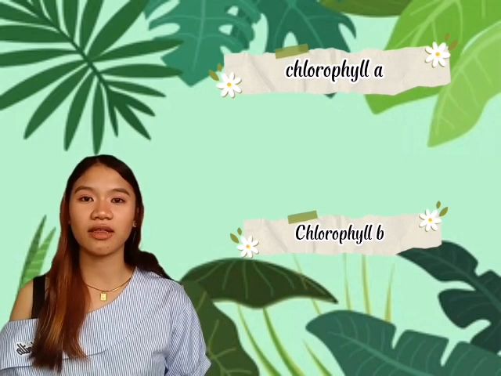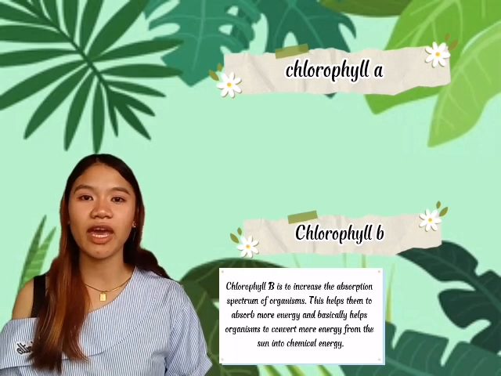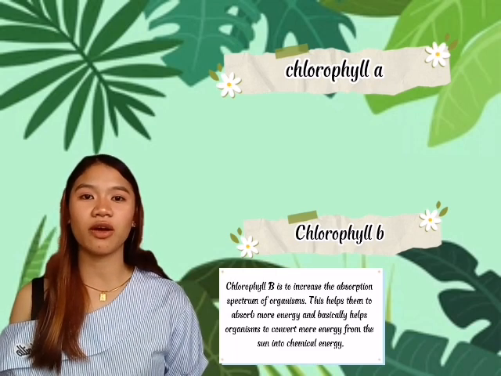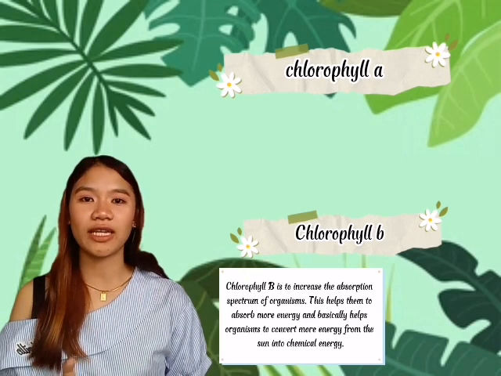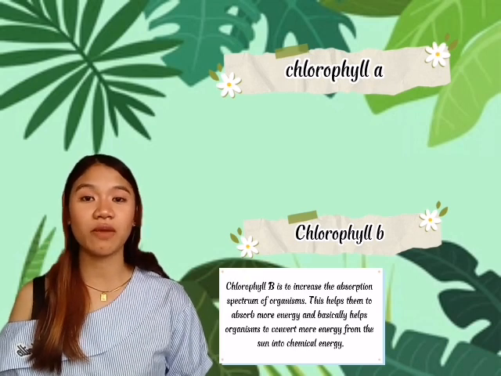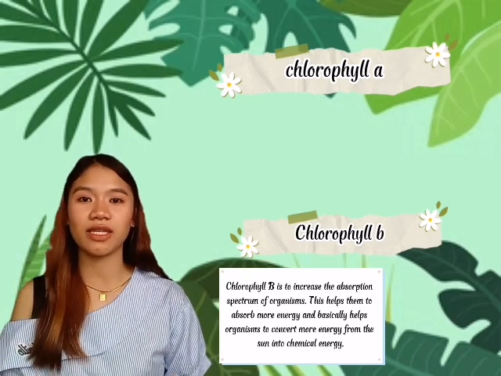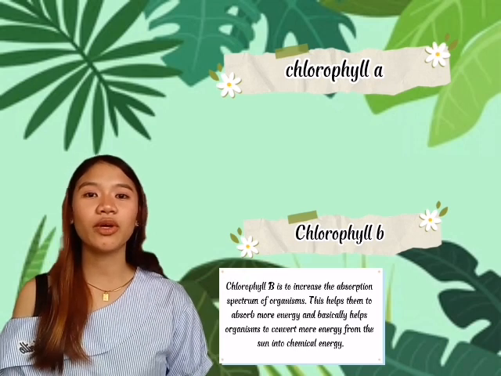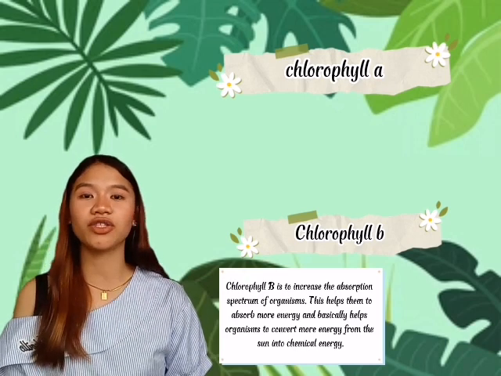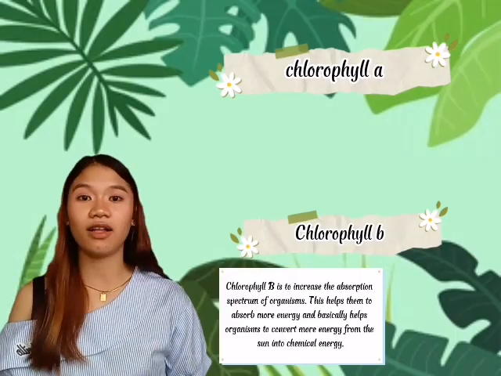Hence, we can say that the main role of chlorophyll B is to increase the absorption spectrum of the organism. This helps them to absorb more energy and basically helps the organism to convert more energy from the sun into chemical energy.